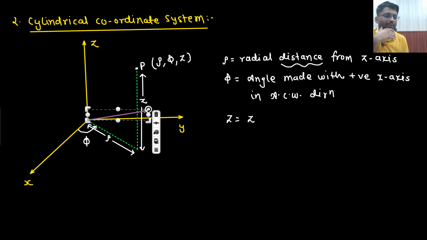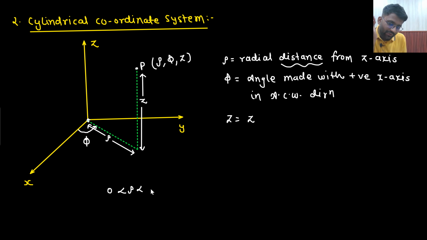Are you able to understand this point? Rho is the distance from the z axis. That means the value of rho could go from 0 to infinity. Do you agree to this point or not? The value of rho will be going from 0 to infinity. It is the radial distance.